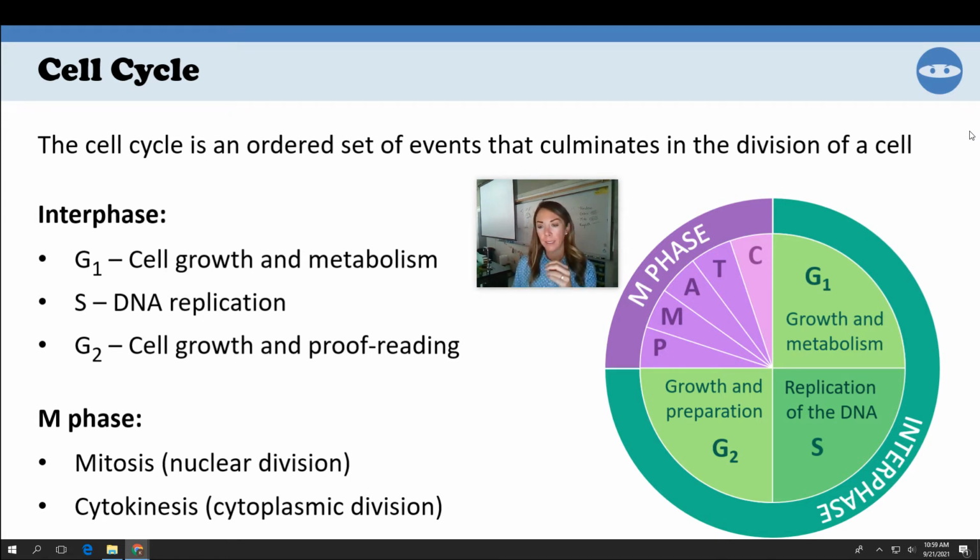Interphase, prophase, metaphase, anaphase, telophase, and cytokinesis. Those are going to be our order. We'll talk about some ways to remember it, but interphase takes up 3/4 of the cell cycle. So you can see this little green area. Here's everything that's in interphase.